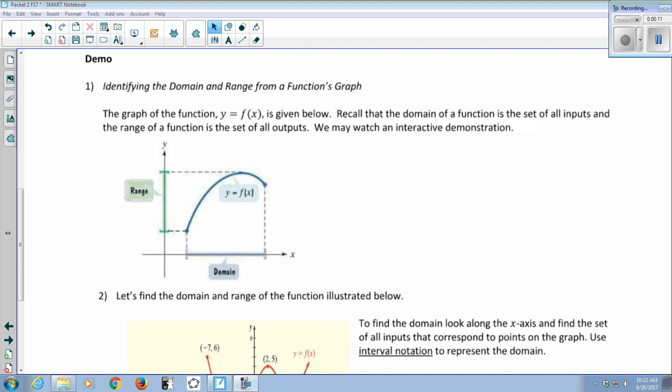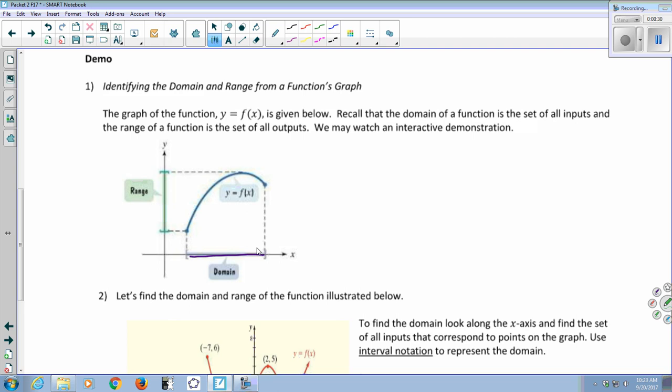Okay, first, identifying the domain and range from a function's graph. The graph of the function y equals f of x is given below. Recall that the domain is the set of all inputs and the range is the set of all outputs. So your domain is the set of all x values that your graph lives on. So this would be your domain.